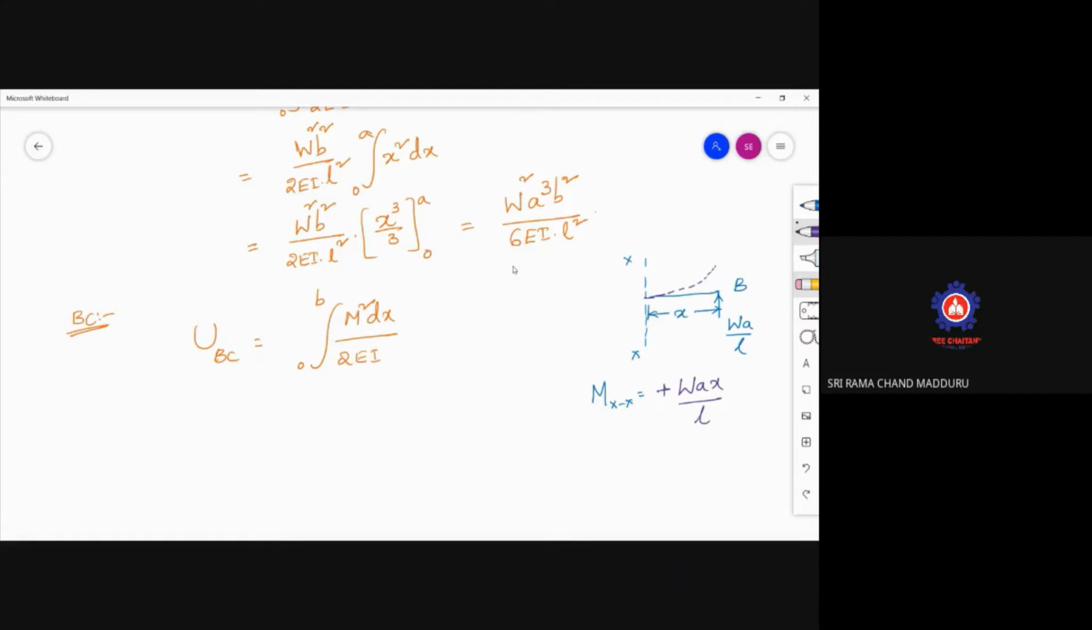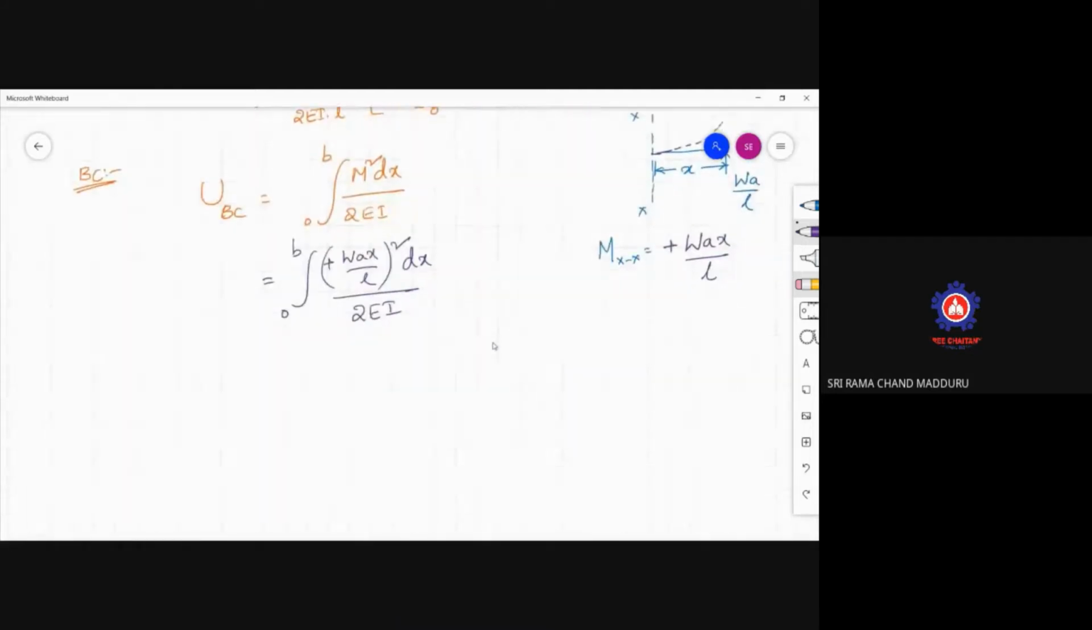Now substitute this, 0 to B, W A X by L whole square dx by L. So the strain energy in BC is W square A square by 2EIL square, integration from 0 to B of x square into dx. W square A square by 2EIL square into the integral of x square, which is x cube, with limits 0 to B.